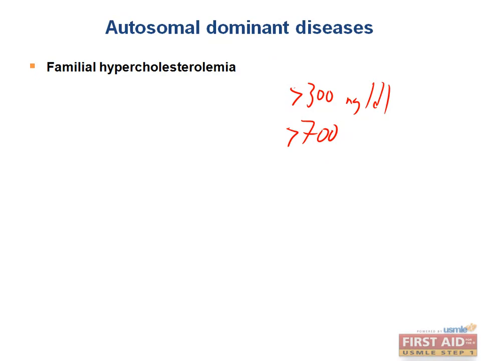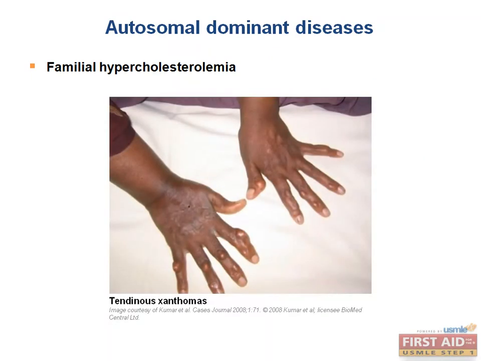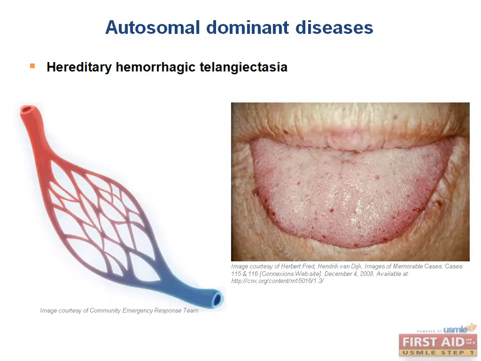This can cause severe atherosclerosis even at early ages, which can result in myocardial infarctions before the age of 20. Patients may also present with tendon xanthomas, which are deposits of lipids, which you can see on this image on the hand, although most commonly they're in the Achilles tendon. Hereditary hemorrhagic telangiectasia is an inherited disorder of blood vessels which results in telangiectasias, which are dilated blood vessels near the surface of the skin. You can see a few in this image on the tongue. They can also cause recurrent epistaxis or nosebleeds, skin discolorations, and arteriovenous malformations or AVMs.